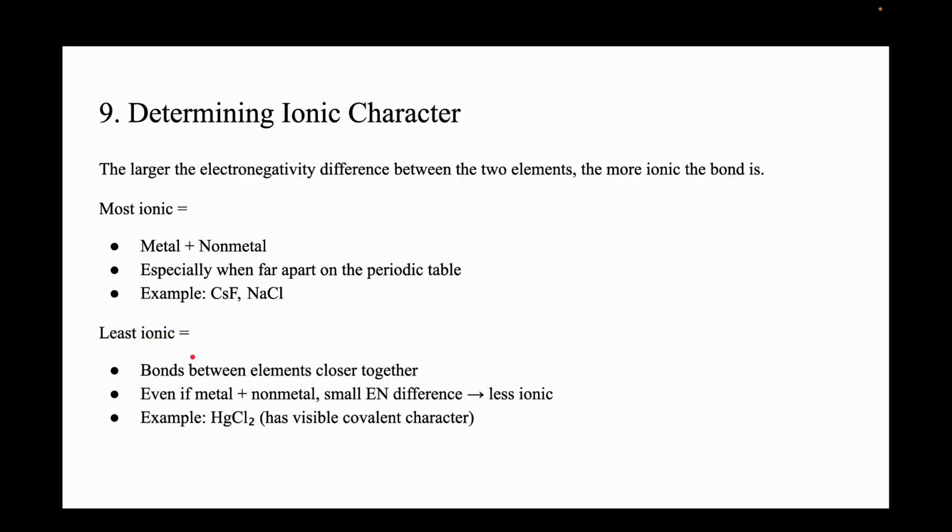And least ionic are going to be the bonds with elements that are closer together. So even if it's a metal and a nonmetal, a small electronegativity difference is going to mean it's less ionic. For example, HgCl2 has visible covalent character. So it is an ionic compound, but since it's less ionic, it's going to have more of a covalent bond character. We did not discuss the properties of covalent bonds because this is not what this unit is about, but we did discuss the properties of ionic bonds. And since this is one of the least ionic compounds you can have, it's going to have some covalent character. I hope I made sense.